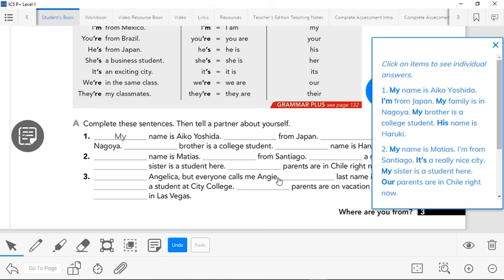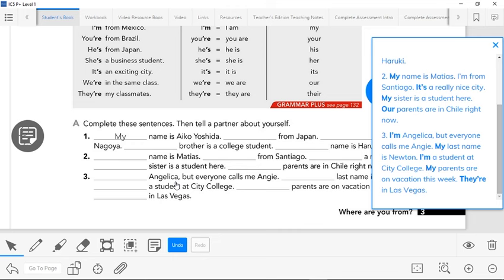I'm Angelica, but everyone calls me Angie. My last name is Newton. I'm a student at City College. My parents are on vacation this week. They're in Las Vegas.